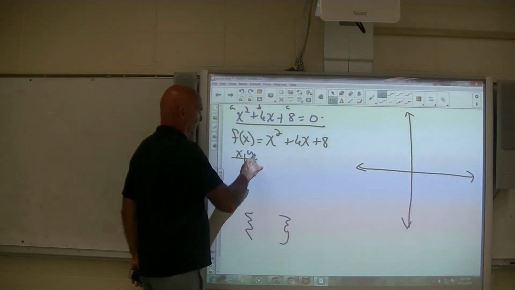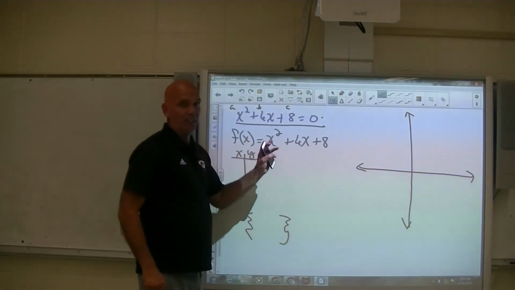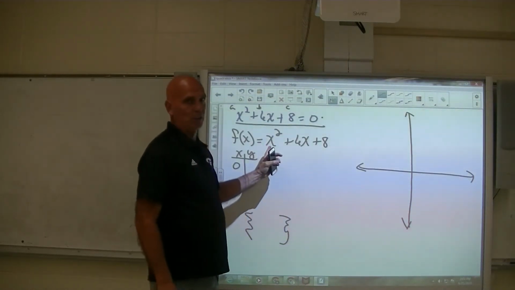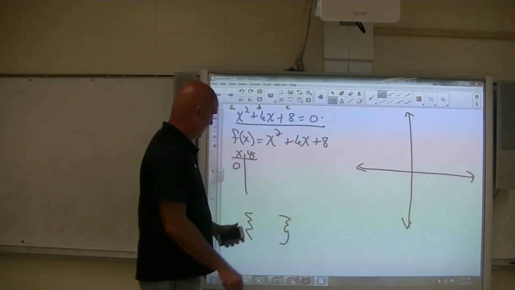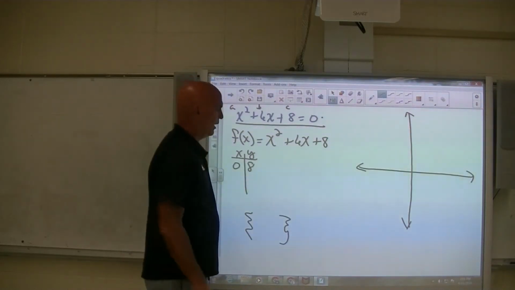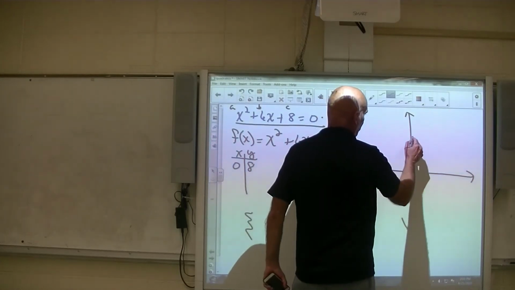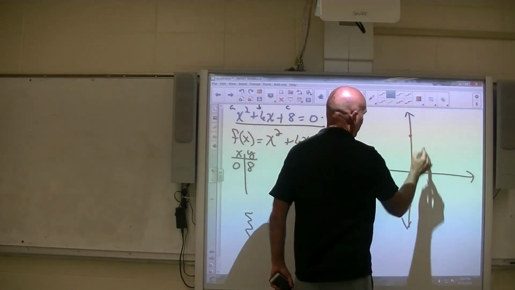You can get some points on it like this. Start off with the y-intercept. Let x be 0. 0 plus 0 plus 8 is equal to 8. So (0, 8) is a point on the graph. Let's do red. (0, 8) is straight up here, like that.